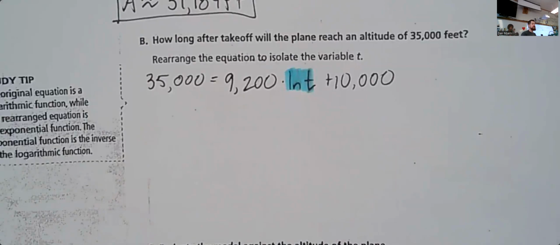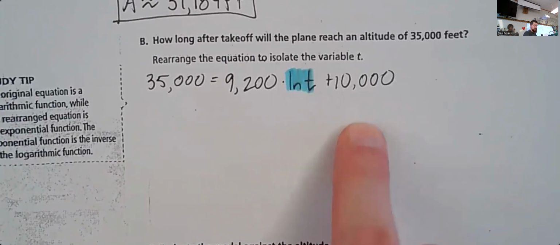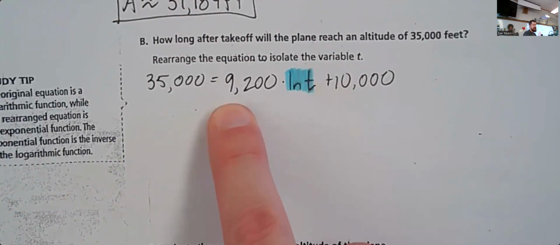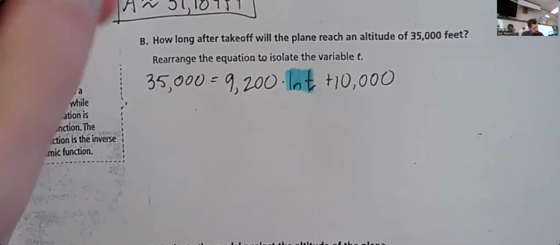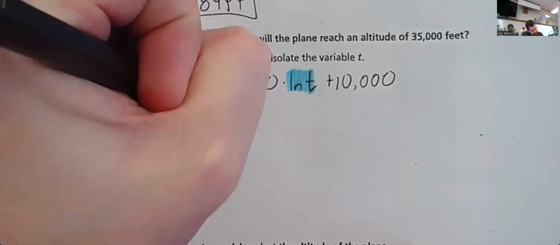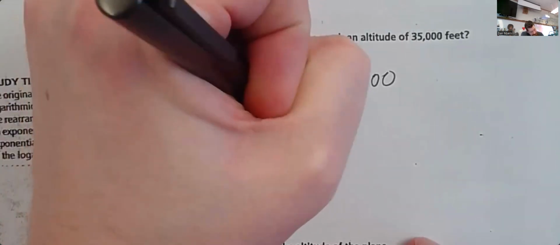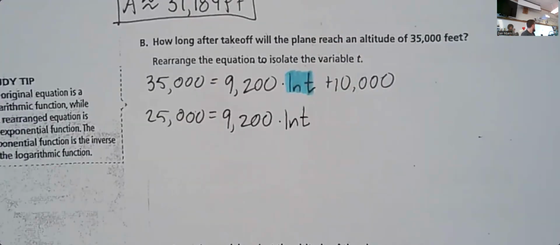So what should we do first to isolate that? Regular algebra, what do we do? So you mean subtract 10,000? We can't subtract 9,200 because these are connected via multiplication. Yeah. So let's subtract 10,000 first. So that'll be 25,000 equals 9,200 times LNT. Now what? Divide by 9,200, yeah. Yep. So 25,000 divided by 9,200. What does that equal?